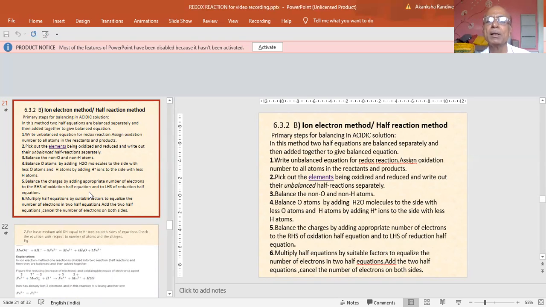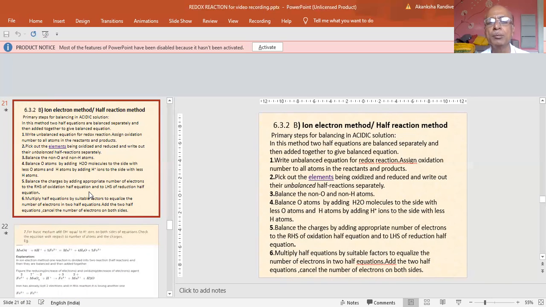Primary steps for balancing in acidic solution. In this method, two half equations are balanced separately and then added together to give the balanced equation. There are some steps which are to be followed to balance this equation. Firstly, write the unbalanced equation for the redox reaction. Assign oxidation numbers to all atoms in the reactants and products.